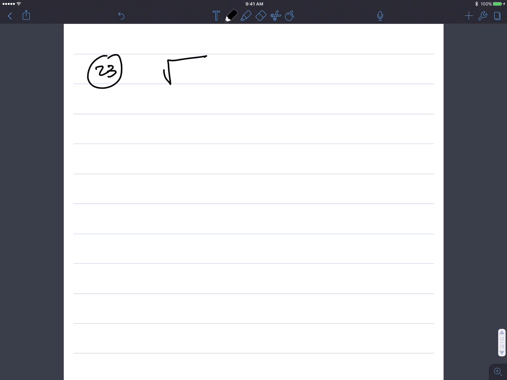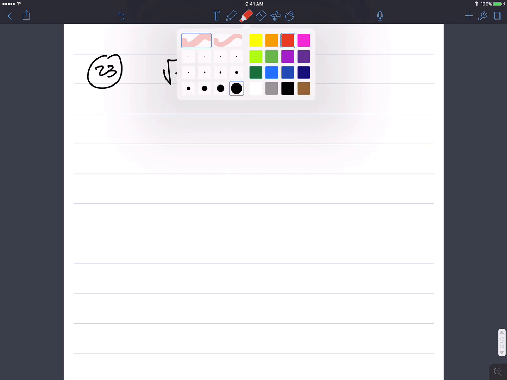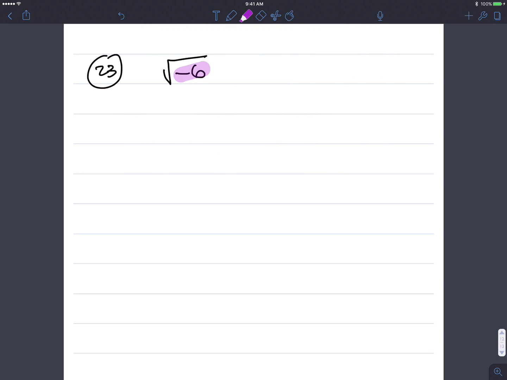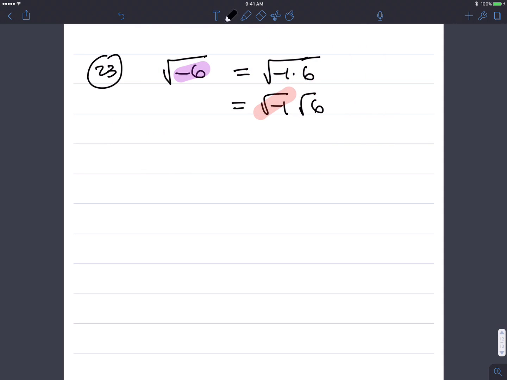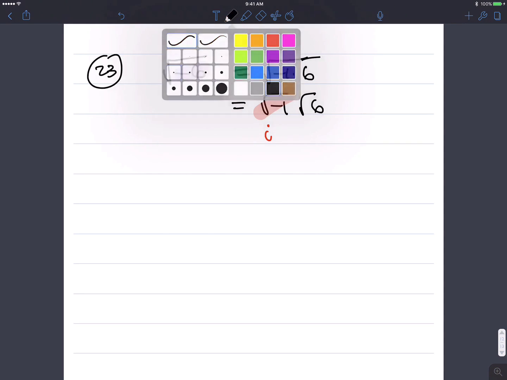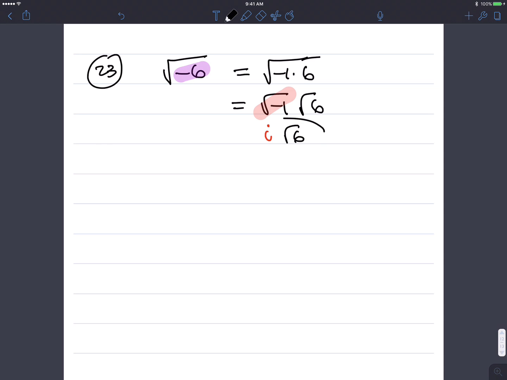The square root of negative 6. We have a negative number under the radical, and we write this as the square root of negative 1 times 6. Square root of negative 1 times the square root of 6. Replace the square root of negative 1 with i, and we're going to notice that the square root of 6 here is already simplified. We can't simplify that radical of square root of 6. So, final answer is the square root of 6, i, for number 23.